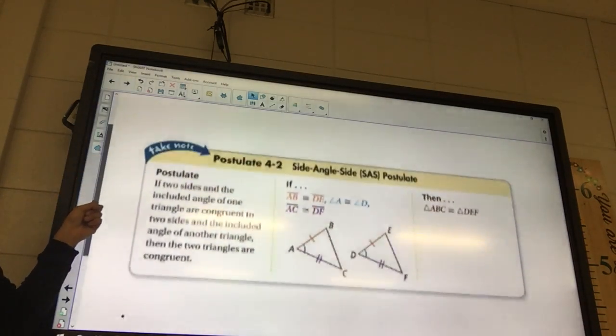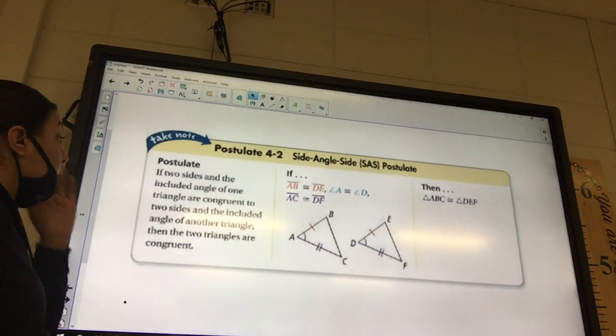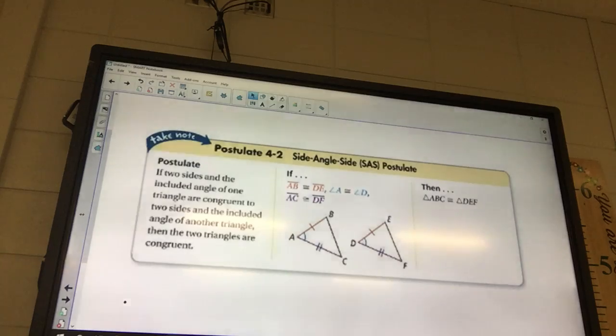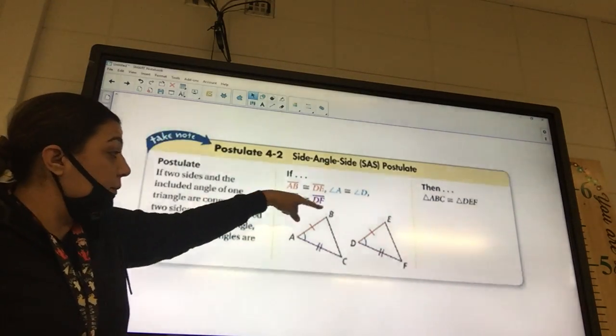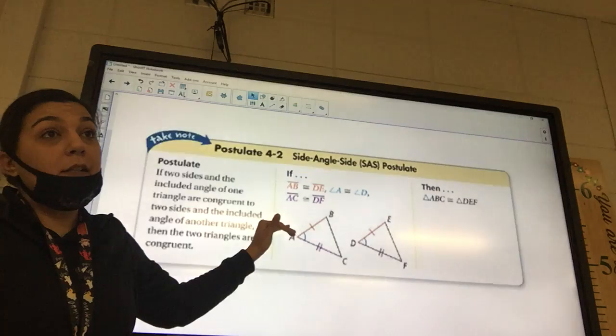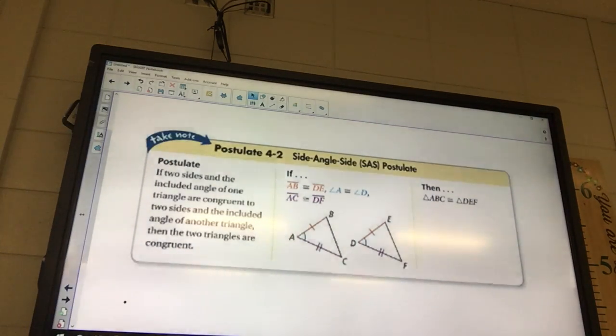So when we look at the side, side, side postulate, there are two: side, side, side, and side, angle, side. So if two sides and the included angle of one triangle are congruent to two sides and the included angle of the other triangle, then the two triangles are congruent. So that sounds like a lot. It sounds like a lot of craziness. And we talked about this yesterday about how we can break this down. It is what it says: side, angle, and a side. So we have a side, the angle in between those sides, and another side. If those are congruent, then you can say that both of those triangles are congruent.